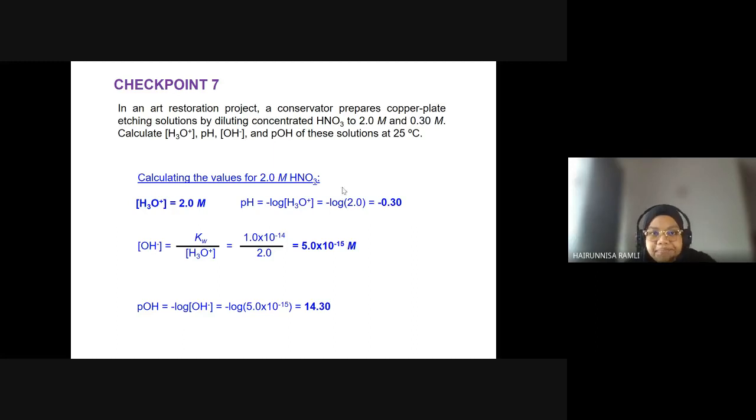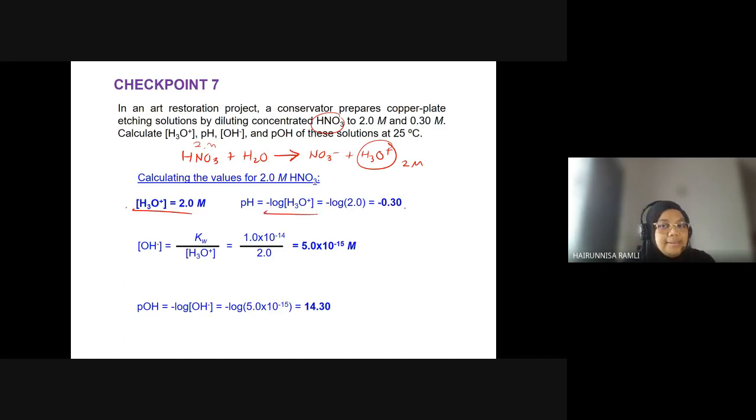So 2 molar. Again, I advise you, okay, walaupun dalam ni tak ada, I advise you to write the equation first. Dissociation of nitric acid, okay? So, HNO3 plus water, okay? Single arrow, so this is a strong acid, right? Okay, produce NO3 minus plus H3O plus. Okay? So, since this is a 1-to-1 ratio, so since this is 2 molar, so the value of H3O plus also 2 molar. Okay. So the pH you just negative logkan this value.